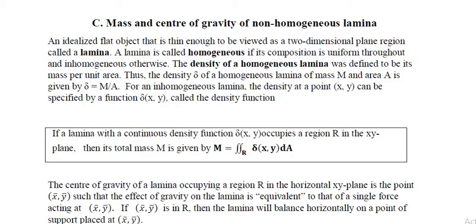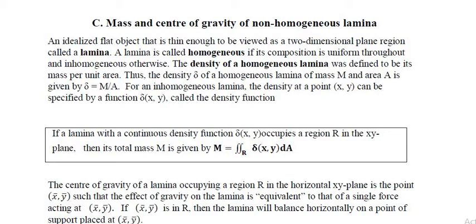The next topic is mass and center of gravity of non-homogeneous lamina. So we have to know what the mass and the center of gravity of a non-homogeneous lamina is. So what is a lamina? An idealized flat object that is thin enough to be viewed as a two-dimensional plane region is called a lamina there. And a lamina is called homogeneous if its composition is uniform throughout, and it is inhomogeneous otherwise.